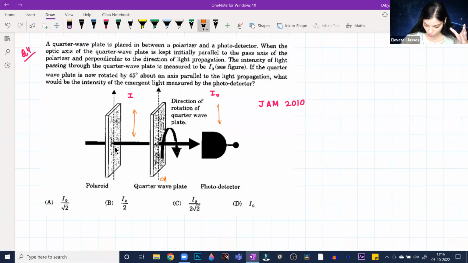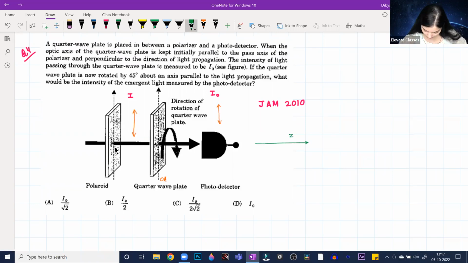ठीक है, सो इन द फर्स्ट केस when the quarter wave plate is not rotated, this is what I am getting, and the intensity is I naught. That is what the question is saying. अब question क्या बोल रहा है कि we have rotated the wave plate about an axis parallel to the light propagation. So light propagation is in this direction. Let us say this is my Z direction.